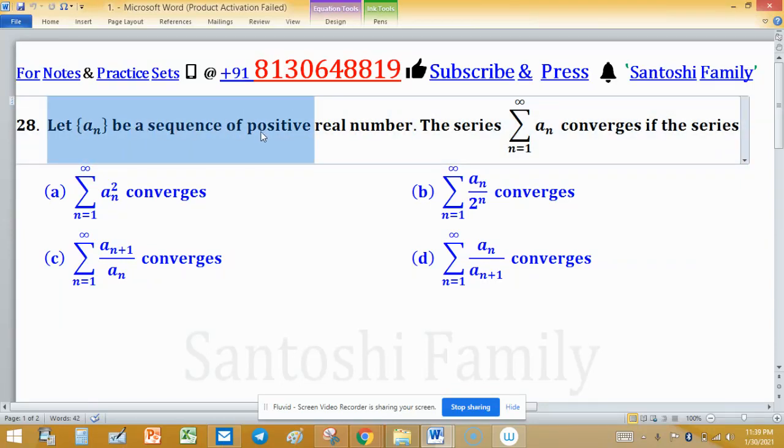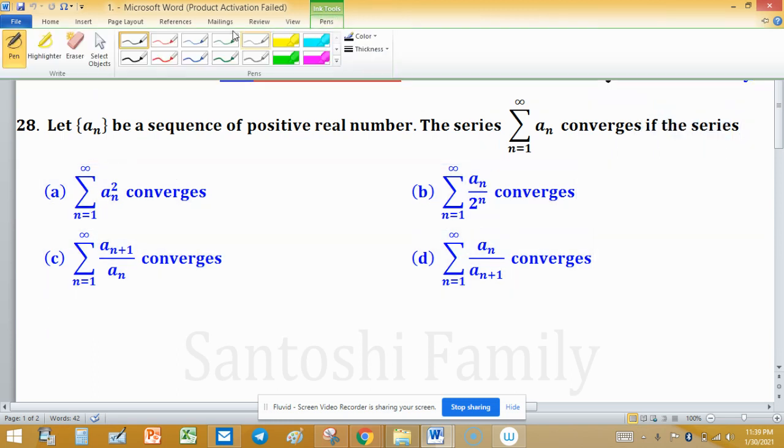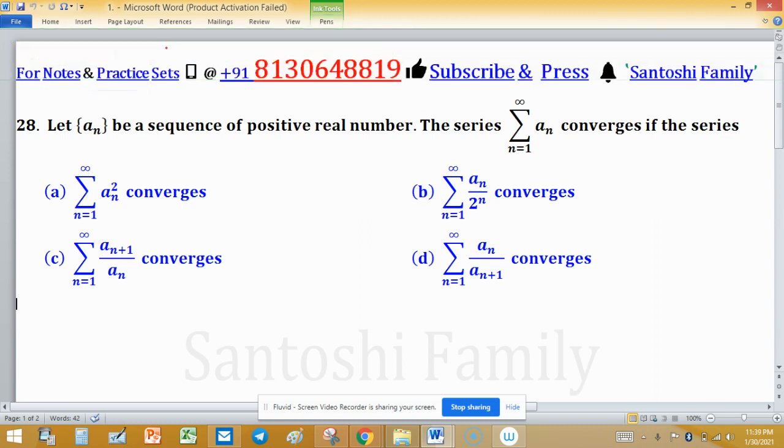Let a_n be a sequence of positive real numbers. The series a_n converges if the series... It means we have 4 options, and in the 4 options, 4 series are given to us. Convergence of these 4 series implies the convergence of series a_n. It means we have to check if option A is true, then series a_n is convergent.